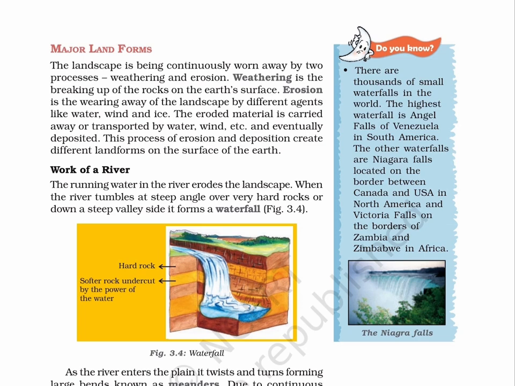On the right side of the page, we have a column asking, "Do you know?" There are thousands of small waterfalls in the world. The highest waterfall is Angel Falls of Venezuela in South America. The other waterfalls are Niagara Falls, located on the border between Canada and USA in North America, and Victoria Falls on the borders of Zambia and Zimbabwe in Africa. Below this we have a small picture of the Niagara Falls.